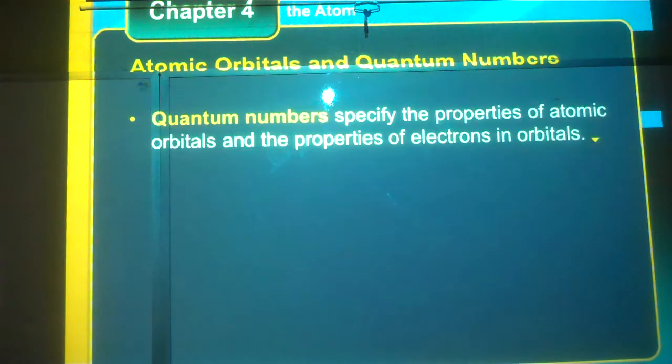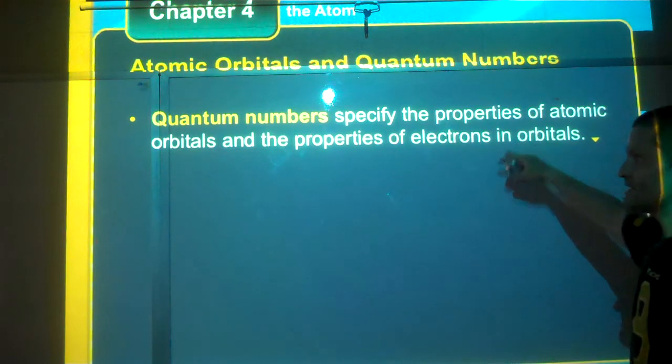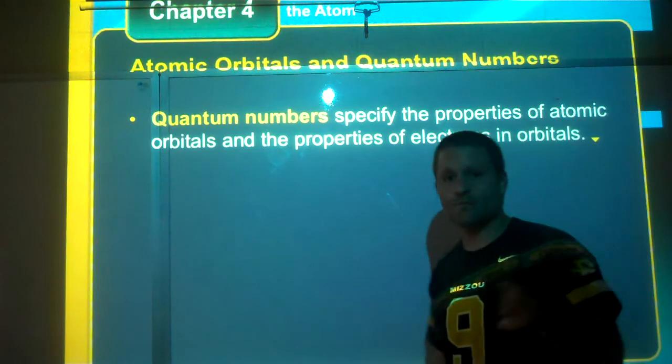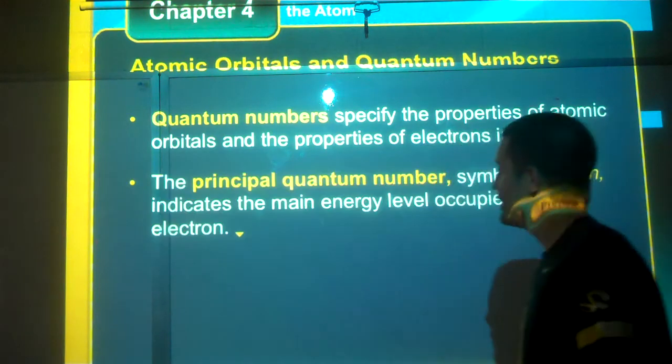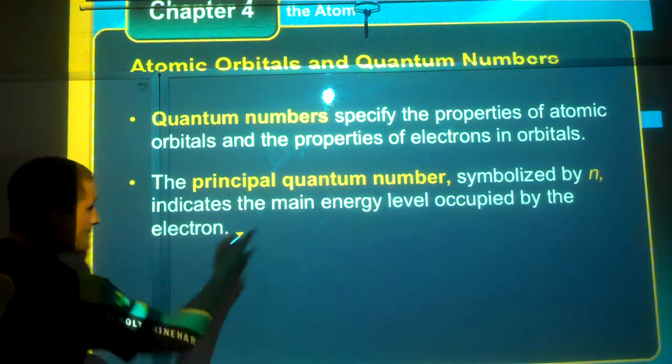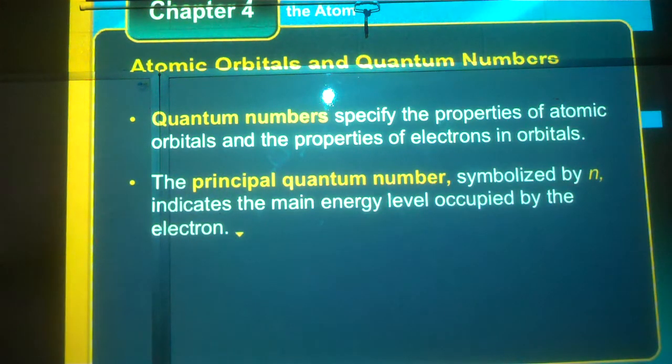So orbitals and quantum numbers. A quantum number specifies the property of orbitals and the property of electrons. Basically, all this is saying is that it's telling you where the electrons are likely to be, and it changes from element to element. The principal quantum number is symbolized by n. So this may be something I want you to know. The principal quantum number.